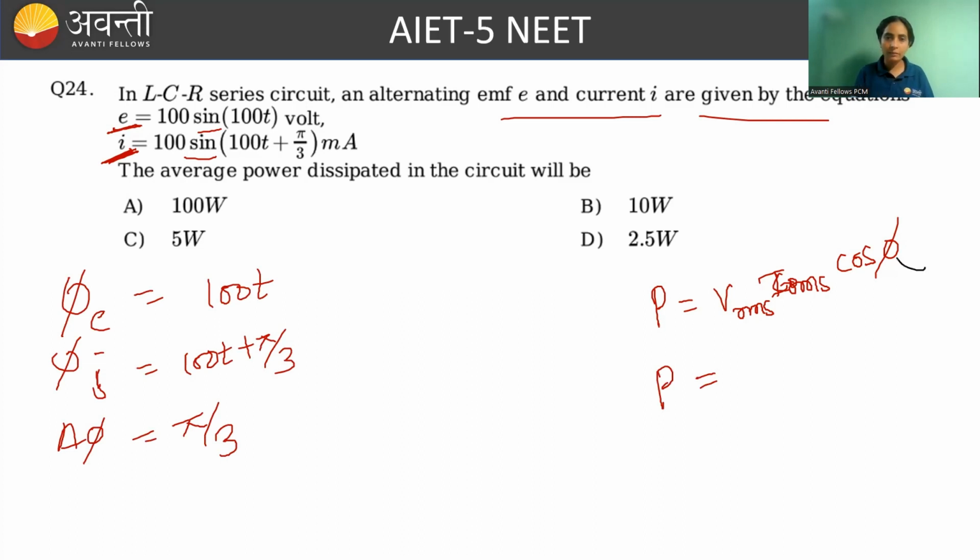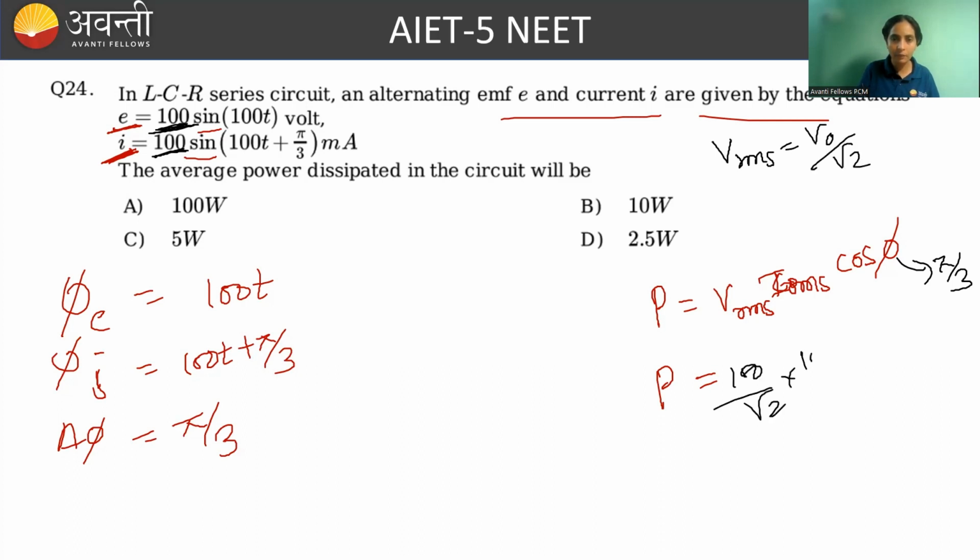Pi value is how much? Pi by 3. Now, what is VRMS? In this equation, this is V naught, that is amplitude, and here it is I naught, that is amplitude of current. And this is amplitude of voltage. What is the relation between RMS value and amplitude value? If the equation of voltage is in plain terms of sine or cos, then VRMS is equal to V naught by root 2. So VRMS 100 by root 2, IRMS 100 by root 2, cos phi, cos 60 degree, that is half.